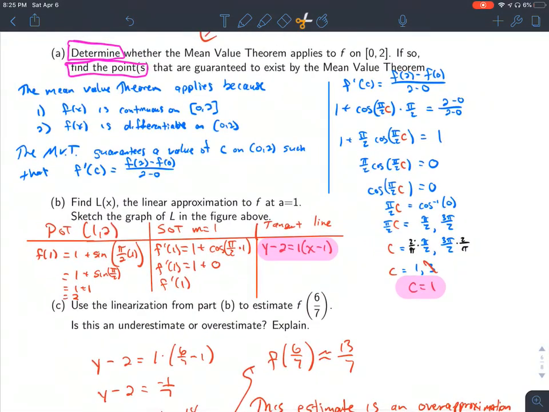That's part A. I don't know if your professor requires all this information. Maybe you can just say it does apply. If you need all the information, then I would write down all of that.